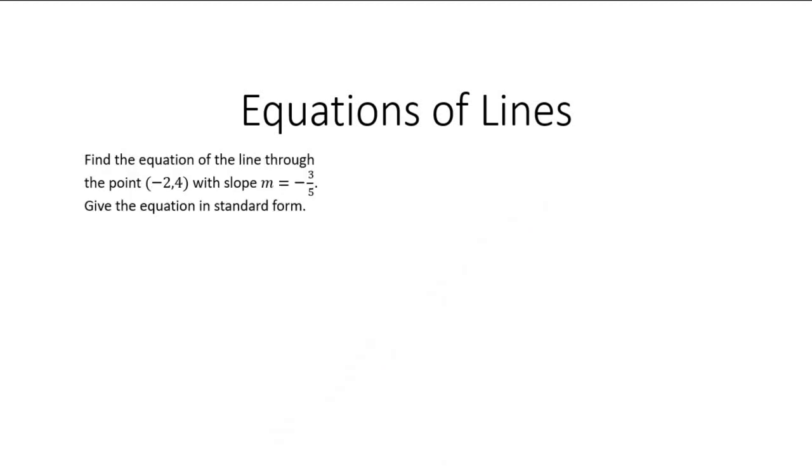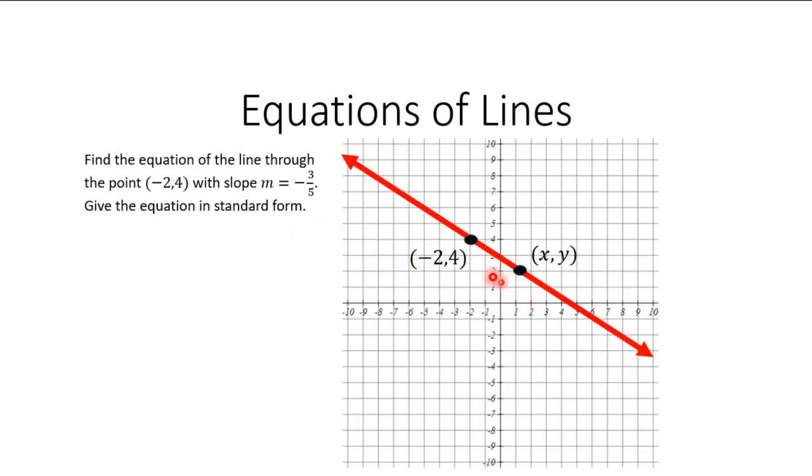So let's try it again. They want me to find the equation of the line through the point -2, 4, that's x1, y1, that has slope -3 over 5. They want me to give the answer in standard form. So let's visualize it. Here I have the point that they gave me, -2, 4, that's the given point x1, y1. And here I have the slope, m. And I just label a random point that could represent any x, y pair that's on this red line.